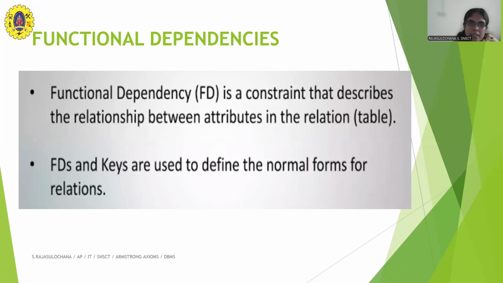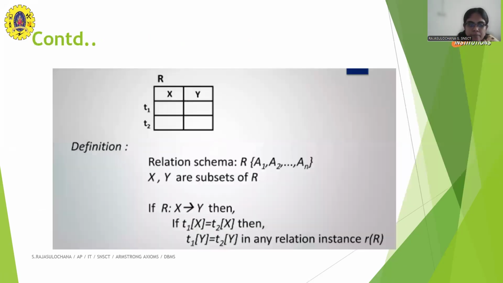Functional dependency is also used for defining the various normal forms of a given relation. So it alone cannot be used. Along with candidate key and super key, functional dependency can be used for defining a first normal form, second normal form, third normal form, and BCNF in a given relation.